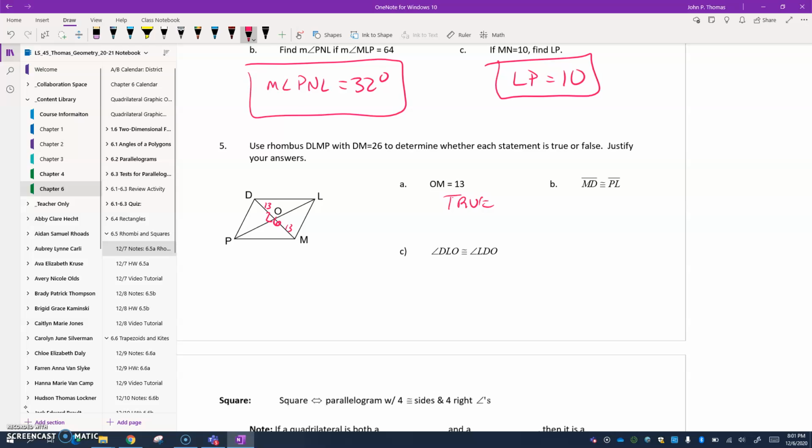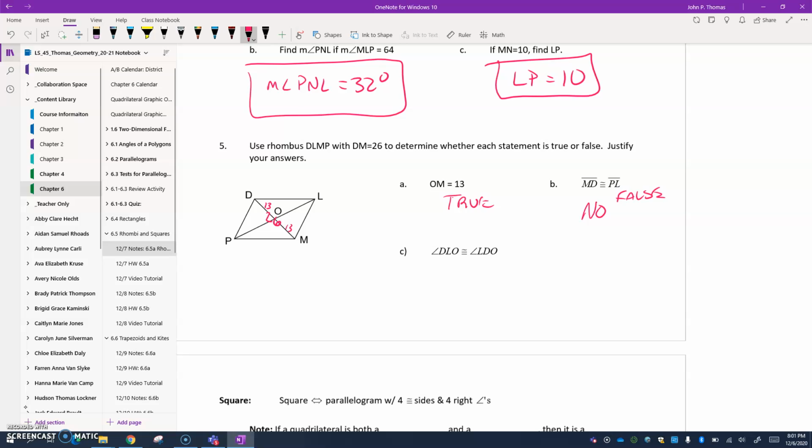Next, MD equals PL. In a rhombus, we know that MD and PL would be perpendicular. We know they bisect each other, but we don't get that they're congruent. That was one of our properties of a rectangle, not of a rhombus. So this one is a no or a false. And again, that's because it would have to be a rectangle for that to be true.